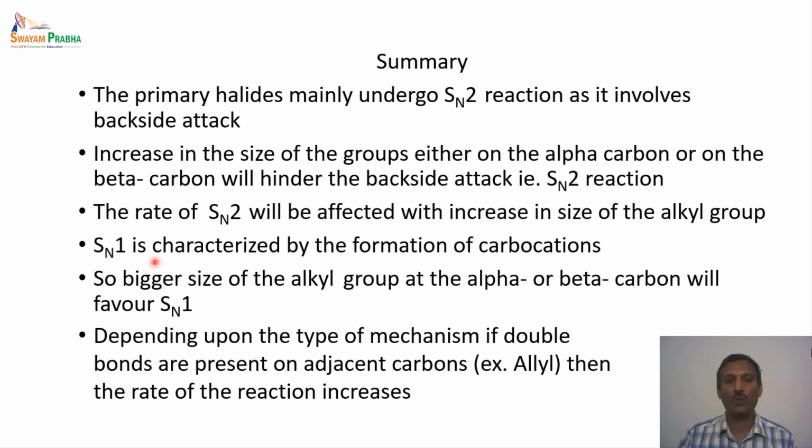In the case of SN1, it is basically characterized by the formation of carbocations. So, bigger size of the alkyl group at the alpha or beta carbon will generally favor SN1 reactions. And finally, depending on the type of the mechanism, if double bonds are present adjacent to carbon like allyl groups, then the rate of the reaction increases.